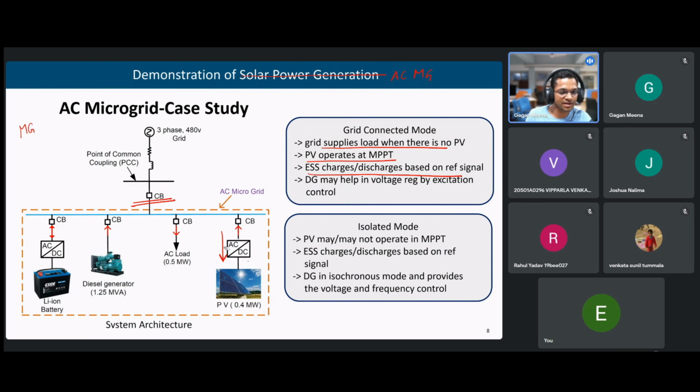Or the case may be that suppose the PV is only producing 0.2 megawatt and the requirement is 0.5. If the battery is already charged, it can provide this. If it is discharged, then the generator can provide the load and it will also charge the battery.